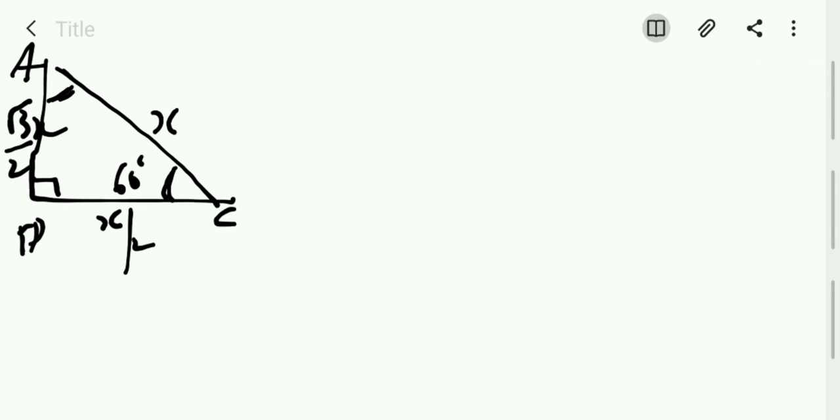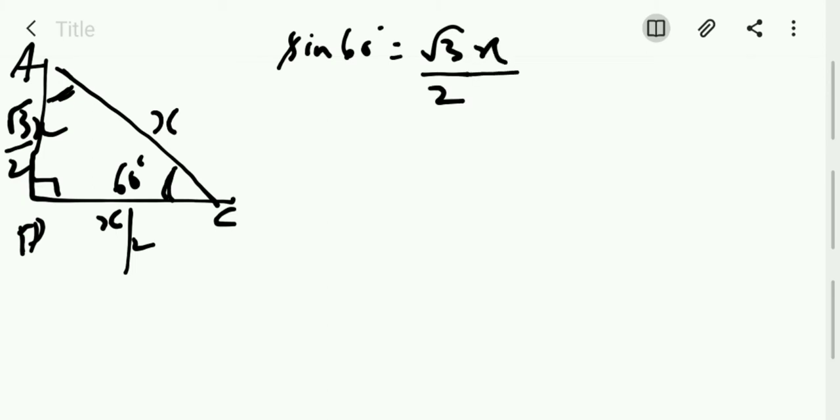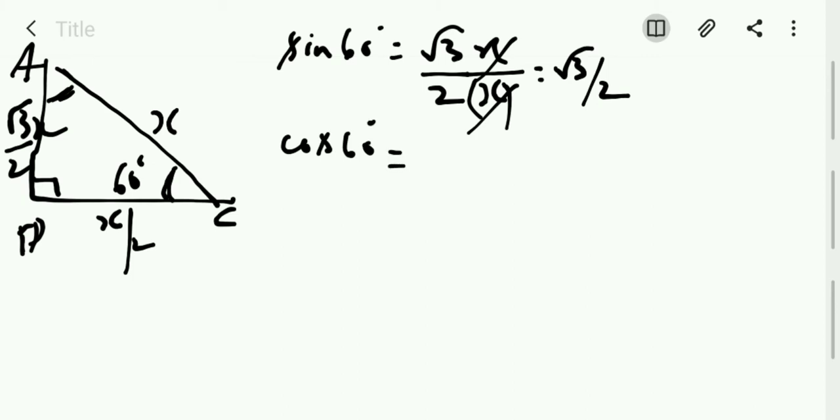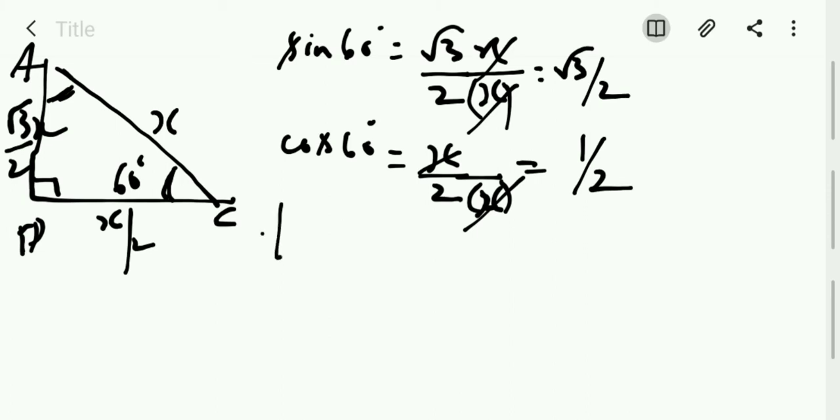Now find it out for 60 degree now. Sine 60 degree, opposite is root 3 by 2 into X divided by hypotenuse is nothing but X. So X cancels out. You will end up with root 3 by 2. And what is cos 60 now? It is adjacent, X by 2, by hypotenuse, which is nothing but X. So X cancels out. You will end up with 1 by 2. Correct? And now rest of the things are very easy now.